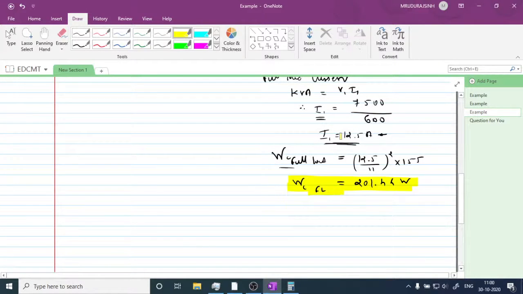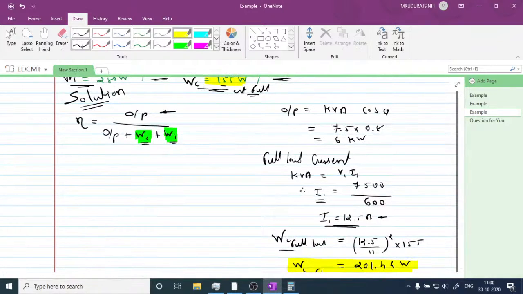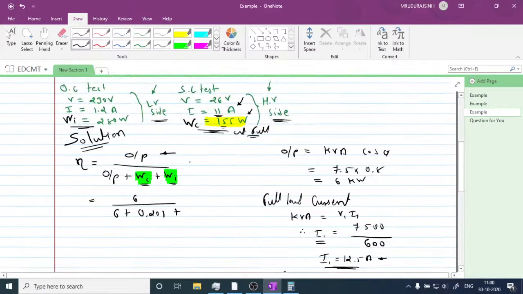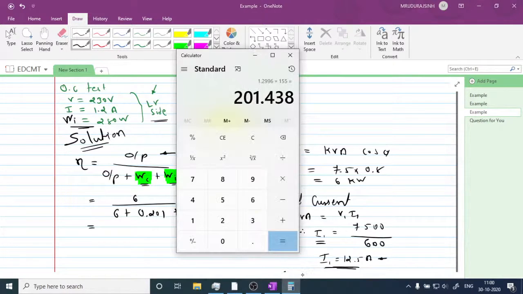Very good, Saurabh, you have got it right. Now place the values. The output is 6 kilowatt divided by 6 plus copper loss. It's in watt, so if we convert to kilowatt, it's 0.201, plus iron loss is 280 watt, which in kilowatt is 0.28. So 0.201 plus 0.28 plus 6 gives us 6.481.